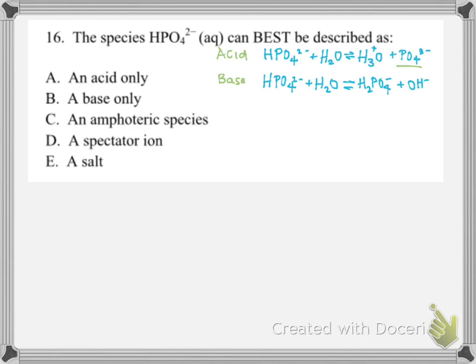And when something acts like an acid and a base, we denote that species to be amphoteric. Amph meaning both. So this one's just C. Make sure you can write the acid reactions and the base hydrolysis reactions.